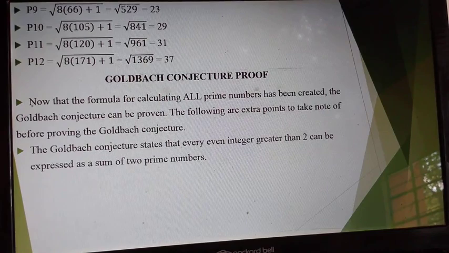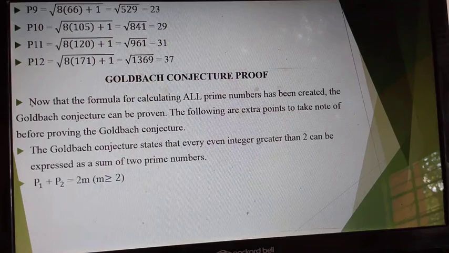But looking at the formula that I've come up with, which is generating all the prime numbers, we are then able to prove the Goldbach conjecture. What does the Goldbach conjecture state, by the way? It states that every even integer greater than 2 can be expressed as the sum of 2 prime numbers. Every even number greater than what?